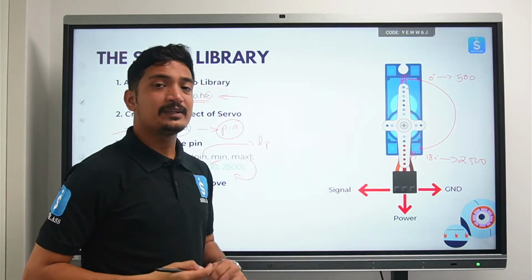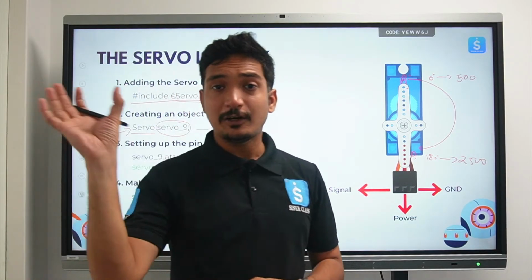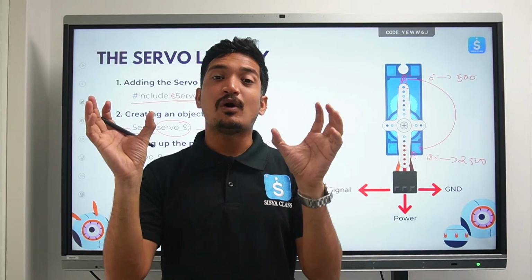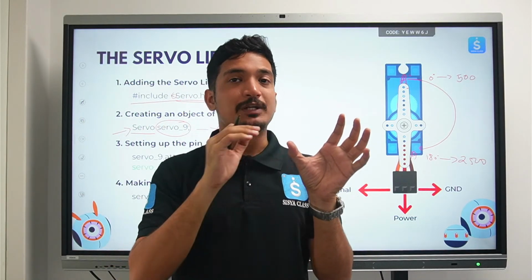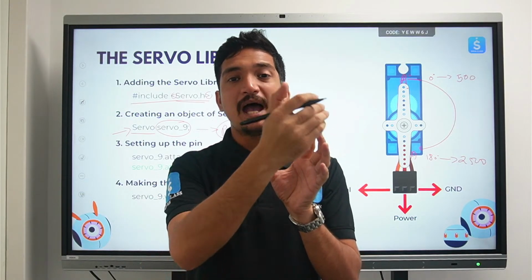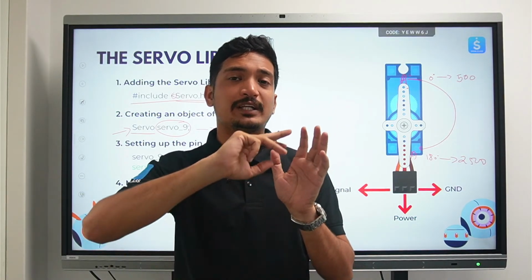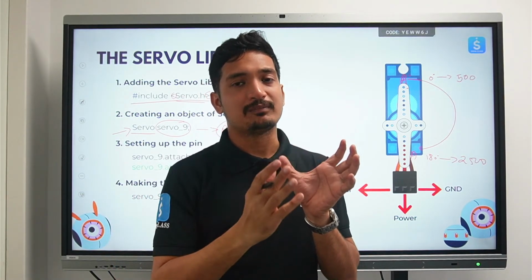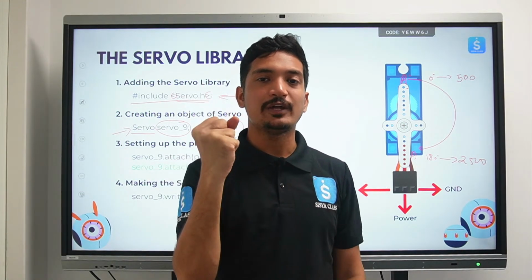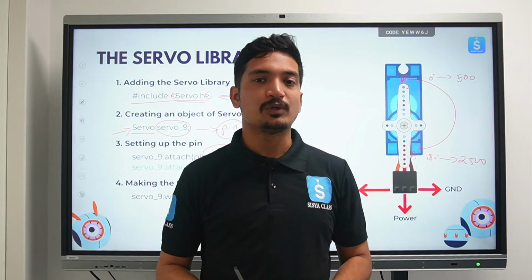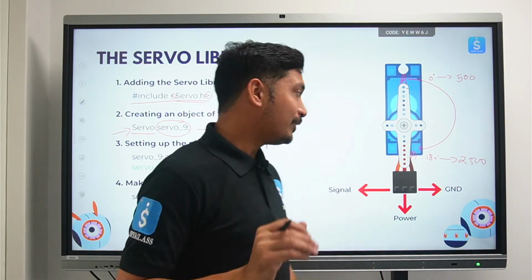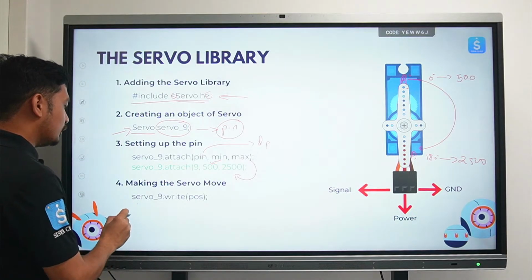Now once you have created an object, you use the attach function. The attach function takes all the values: which pin number this servo motor is connected to, and the minimum and maximum rotational range with the corresponding values, and these are attached together. Now Servo 9 knows which servo motor it is controlling and which pin number it is connected to. Once that is done, we can control it.